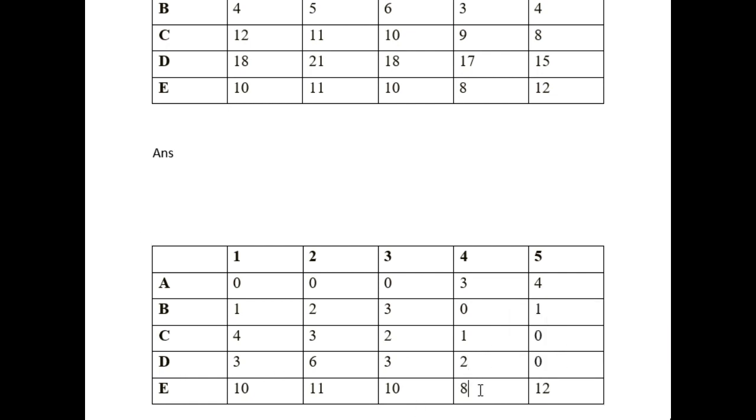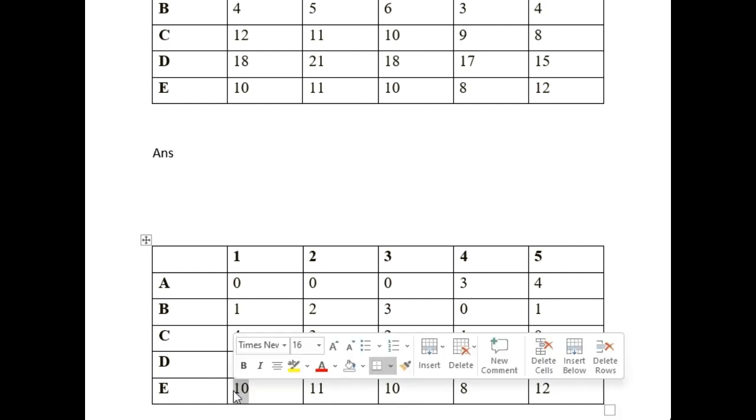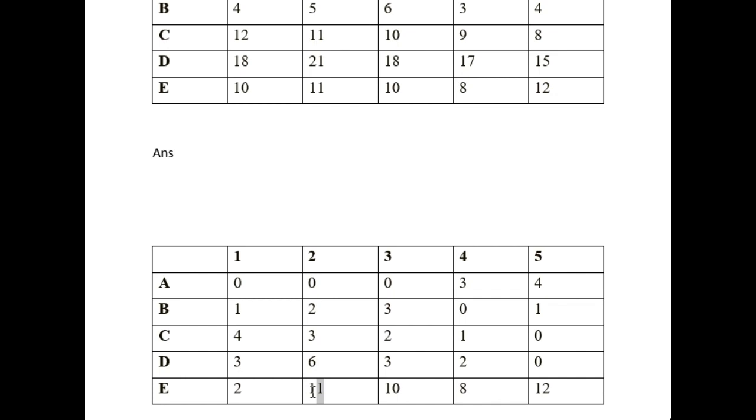And here 8 is the least number, so I subtract it from all the numbers of that particular row. So it becomes 2, here it will be 3, here it will be 2, and over here we get 0, and over here it becomes 4. So this is your row reduction matrix, this is your row reduction table, we can say, right? So this is your first step.